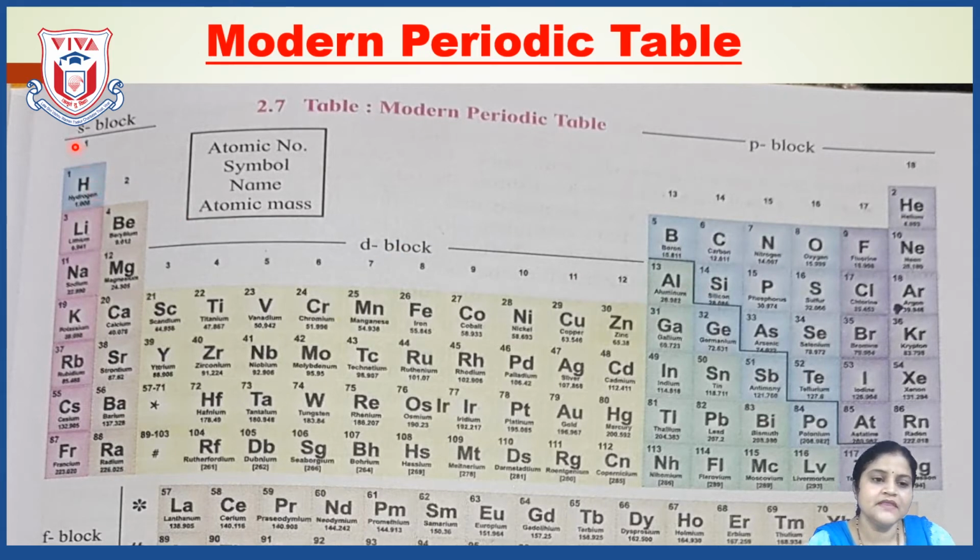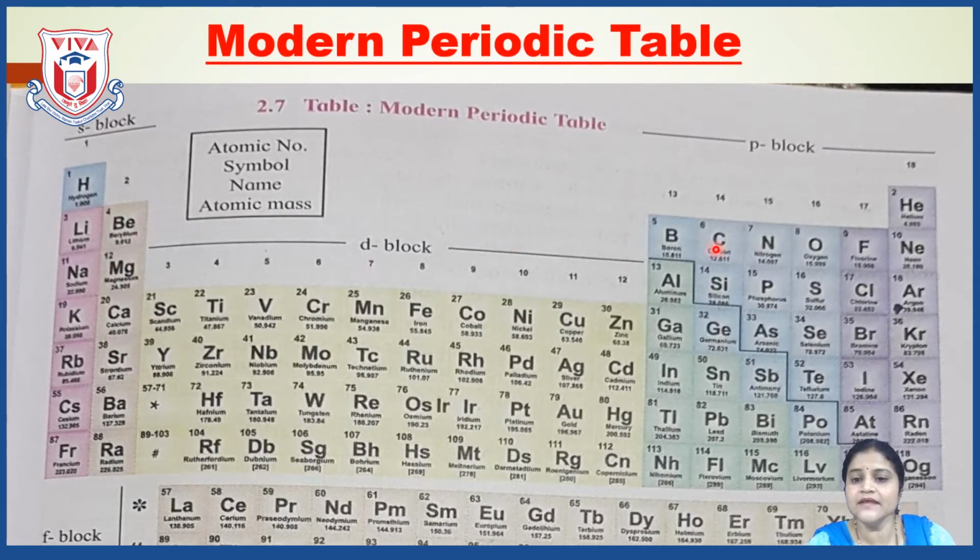As seen, the first group, which starts with hydrogen and ends with francium, these elements are called alkali metals. Then the elements of the second group, which starts with beryllium, are called alkaline earth metals.